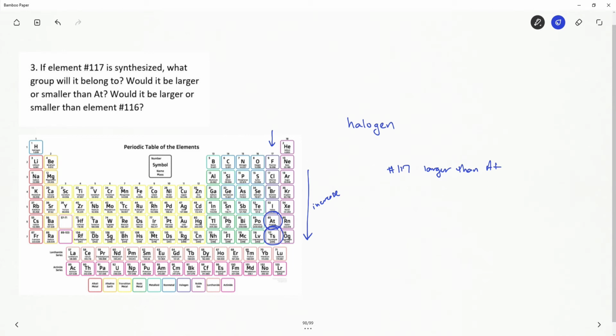Oh, another size question. Would it be larger or smaller than element 116 here to the left? Well, again, as I'm remembering my trends in atomic radius, I know that as I move left to right across the periodic table, atomic radius decreases. So therefore, element number 117 should be smaller than element 116.